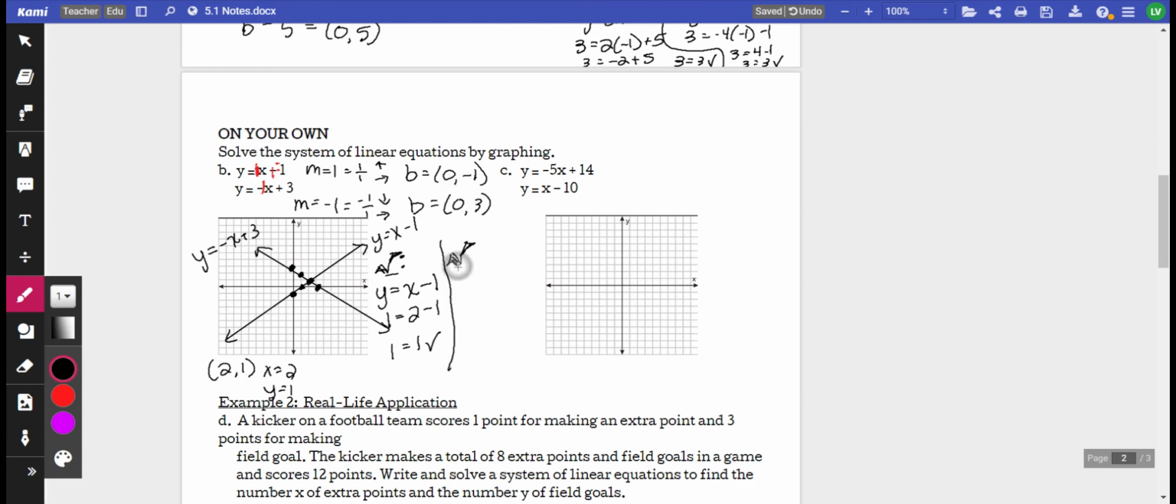We want to check for the second equation. So y equals -x plus 3. Instead of y, I'm putting in a 1. Instead of x, I'm putting in a 2. So that becomes 1 equals -2 plus 3. 1 equals 1. Check yes. So that means my solution is at 2, 1. For right now, we're going to go ahead and skip letter C.